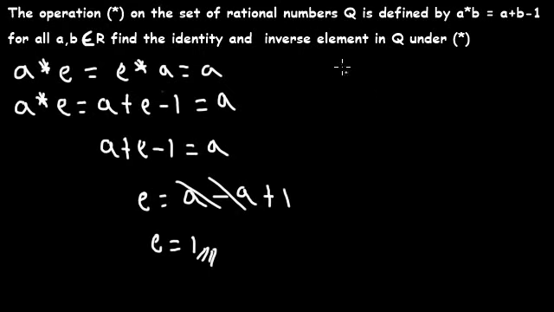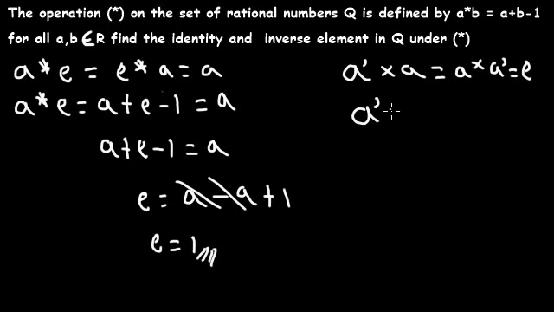We know that the inverse is such that when we combine that inverse, let's assume it is A prime, with A, the result must be the same as A combined with A prime, and at the end of the day, it must provide the identity E. So let's just work with this. Therefore, A prime, which is unknown and what we are looking for, asterisk A must be equal to E.